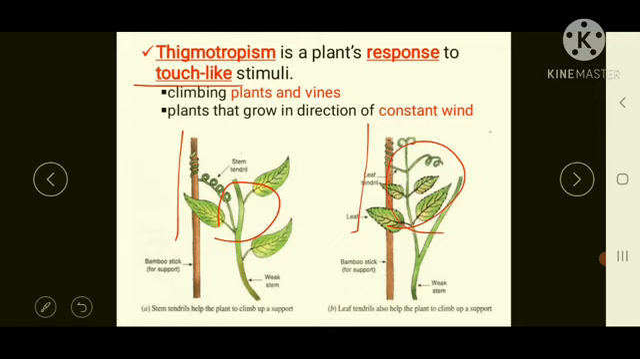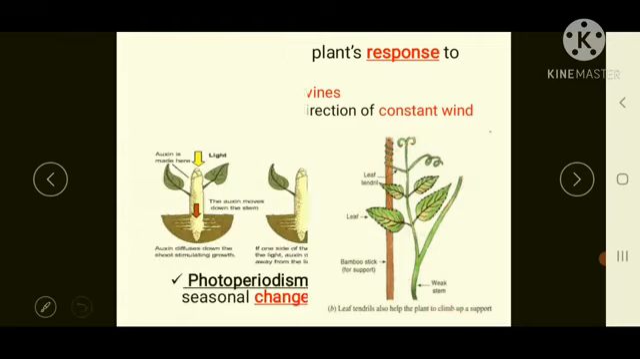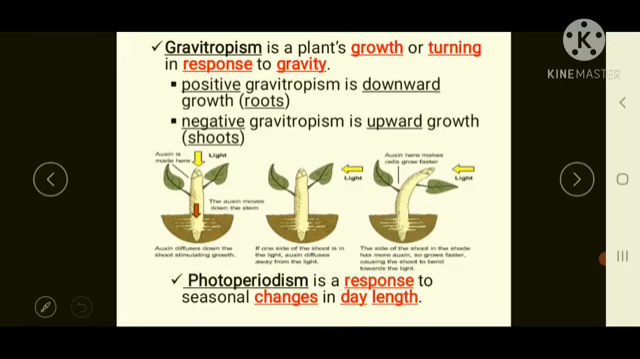So the plant is growing depending on the bamboo stick in both cases, and this bamboo stick is supporting the plants because the plant has a weak stem. In this case, the plant uses the stem tendril and leaf tendril, depending on the bamboo stick to grow and develop. So this is known as thigmotropism. The other tropism of auxin's effect is gravitropism.